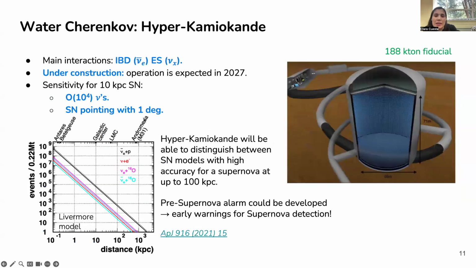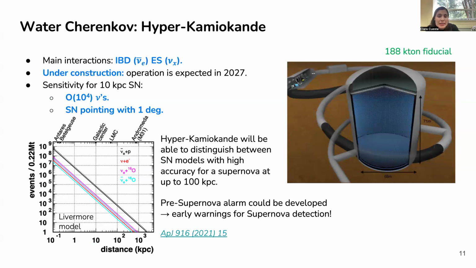The next phase will be the Hyper Kamiokande experiment with a much larger volume of 188 kilotons. Hyper-K is under construction and data taking is expected in 2027. It will be sensitive to the order of 10^4 neutrinos for a 10 kiloparsec supernova, 90% of them electron antineutrinos and 5% of them electron scattering events that will provide very good pointing capabilities.